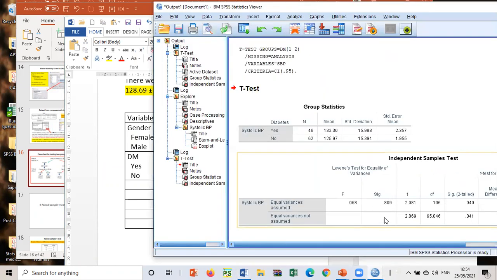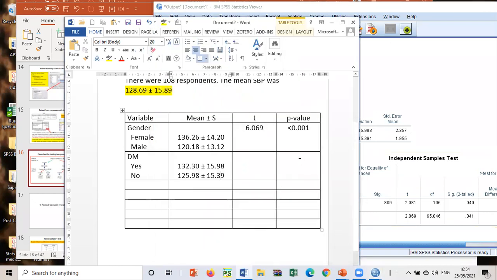Assumption, is it met? What's the p value? Is it more than 0.05? Yes. So what's the p value here? 0.040. And the p value is 0.081.